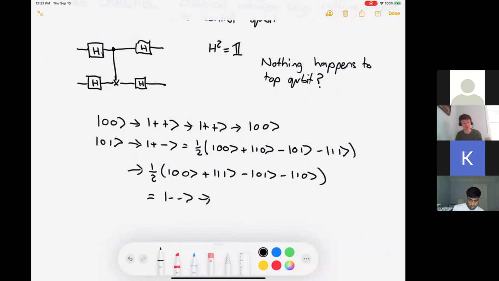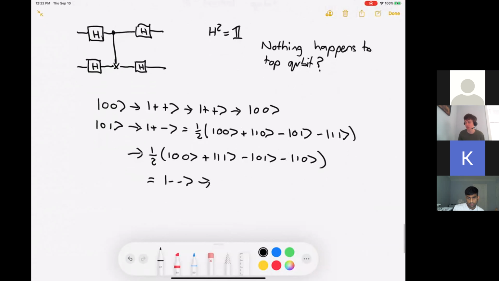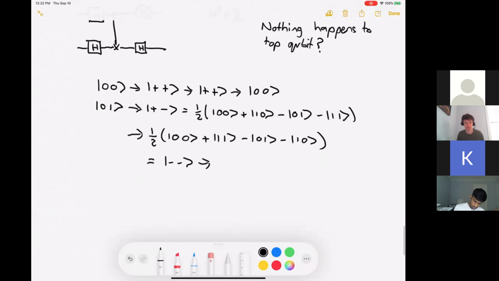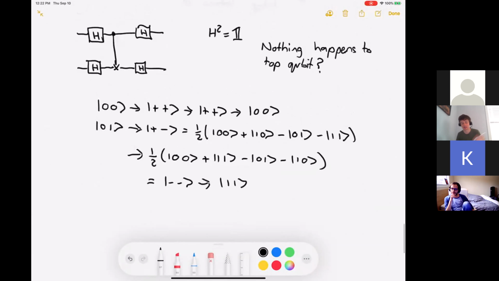Okay, final step, we apply two Hadamards. What does minus, minus go to? Come on, someone. 1, 1. 1, 1, indeed. Switch the two bases. So our starting state of 0, 1 has ended up in 1, 1. The control qubit for the C naught has got flipped.